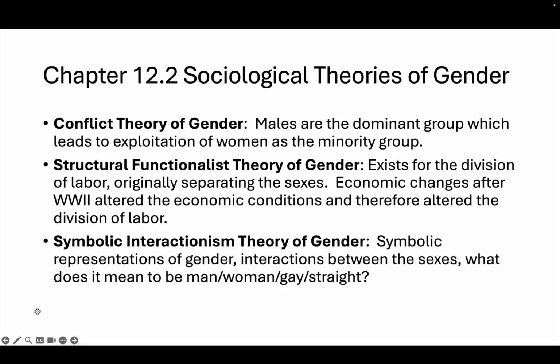Now, the symbolic interactionists, they're going to be looking at symbolic representations of gender. They're going to be looking at interactions between the sexes. They're going to be asking, what does it mean to identify as a man, a woman? What does it mean to be gay? What does it mean to be straight? What are we actually interpreting that as, and how are we projecting that to the world? So those are the sociological theories on gender.